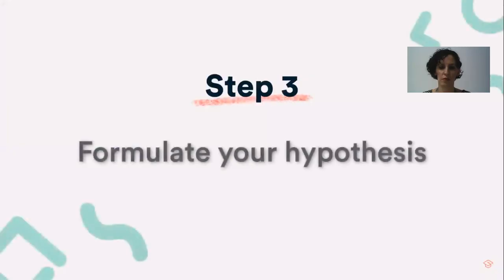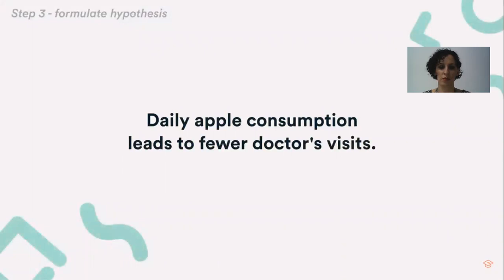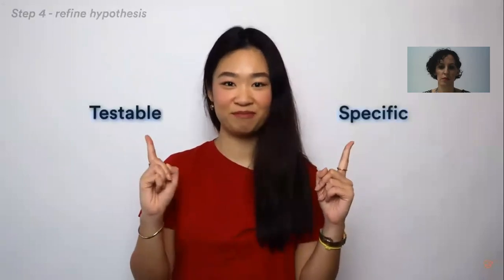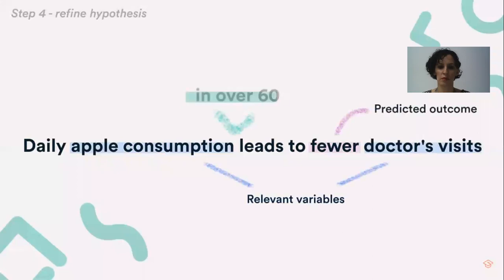Step 3. Formulate your hypothesis. After you've done your research, write down your initial answer to the question in a clear and concise sentence. For example, daily apple consumption leads to fewer doctor's visits. Step 4. Refine your hypothesis. In this step, you have to make sure the hypothesis is specific and testable. It should also contain the relevant variables, the predicted outcome of the experiment or analysis, and the specific group being studied. So let's set our target group to people who are over 60 years old.